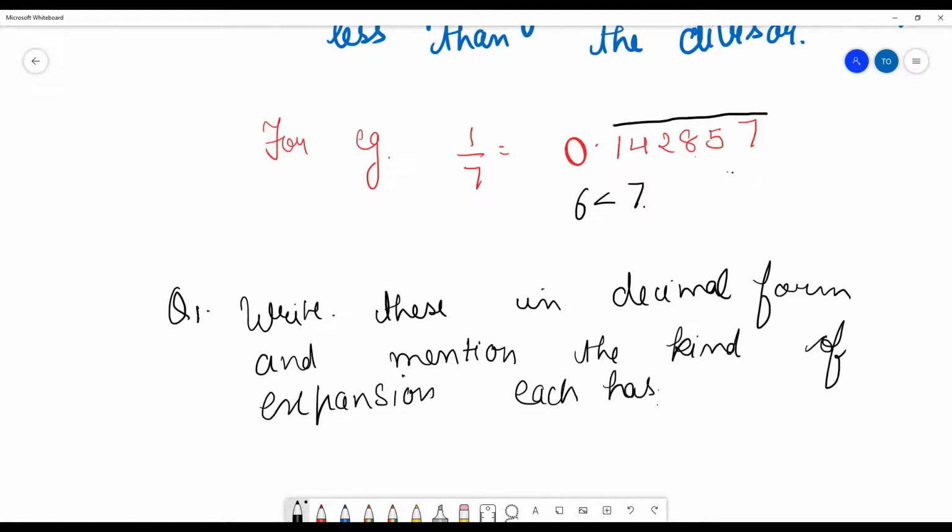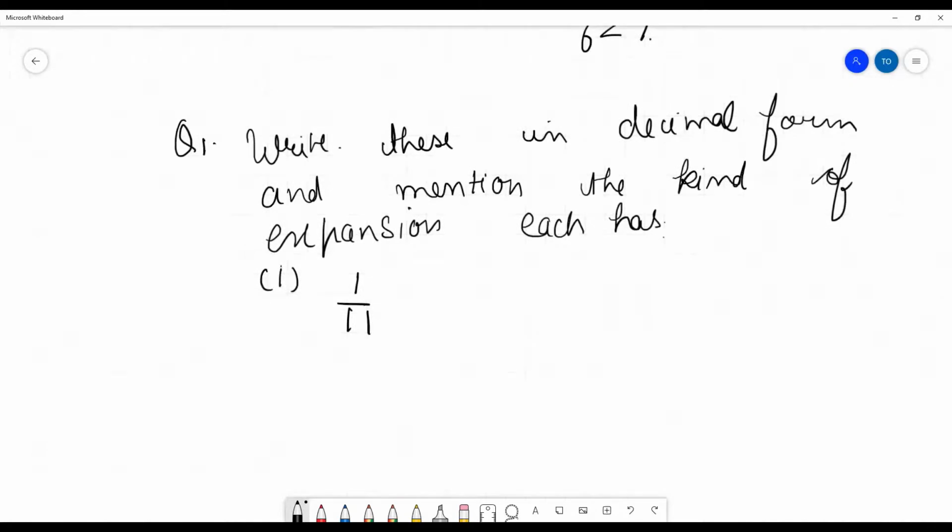Okay. So the question number 1 here is 1 by 11. If you have 1 by 11 and you divide it, you will get the answer as 0.0909 like this. The pattern is going on. This means your pattern is this number.